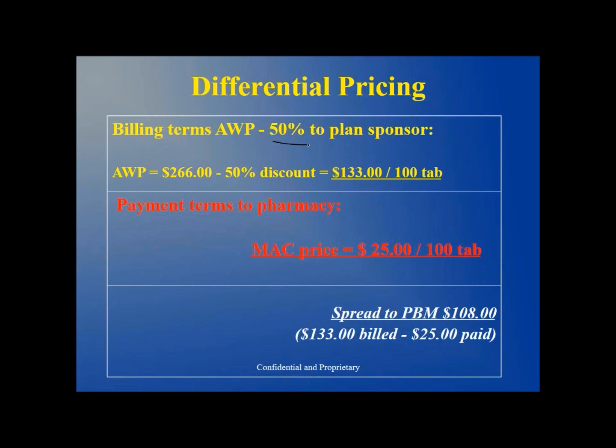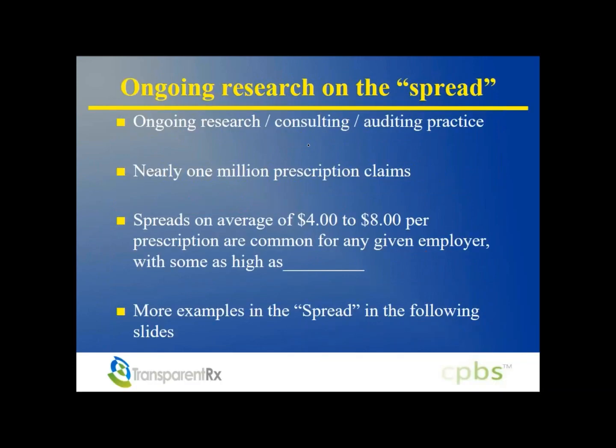So with a discount of 50% off of the AWP, the plan sponsor is billed $133. However, reimbursement to the pharmacy is based upon MAC. Happens every day. So that creates a spread now of $108.